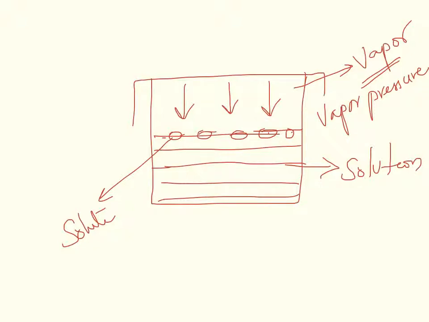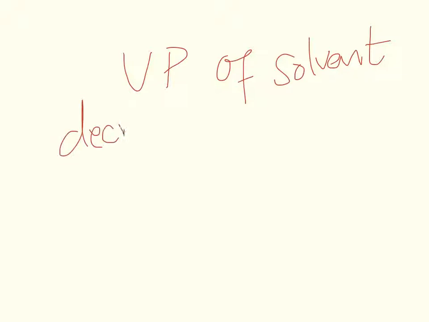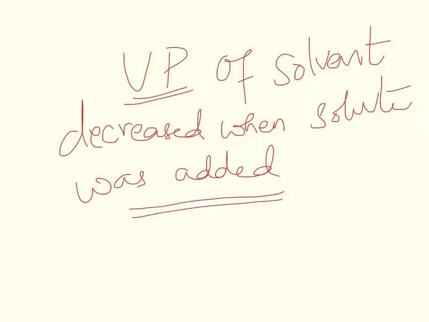So we conclude that the vapor pressure of the solvent, in this case water, decreased when solute was added to it. So vapor pressure is a colligative property. It changed when solute was added to it, because the vapor pressure of a solvent decreased when solute molecules were added.